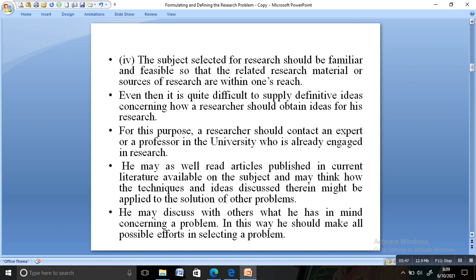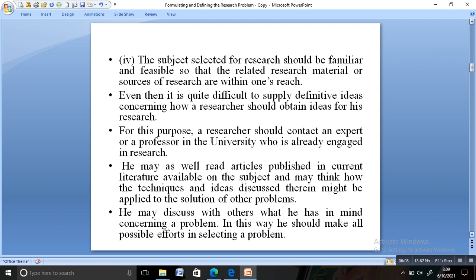The subject selected for the study should be familiar and feasible for you. I hope nowadays you are choosing subjects based on your optional subjects and also based on your practice school. Why have we given an option like that? Because you should be very familiar and also feasible with the subject.